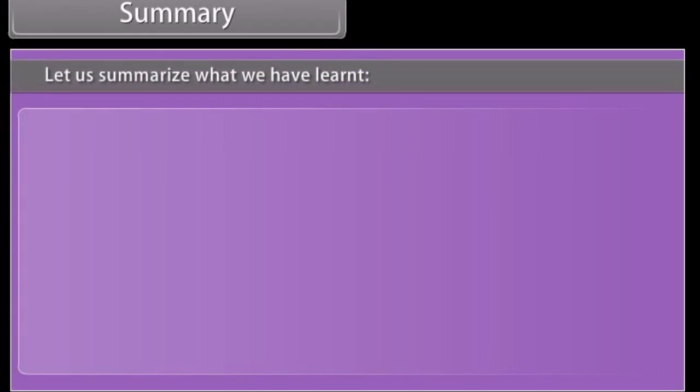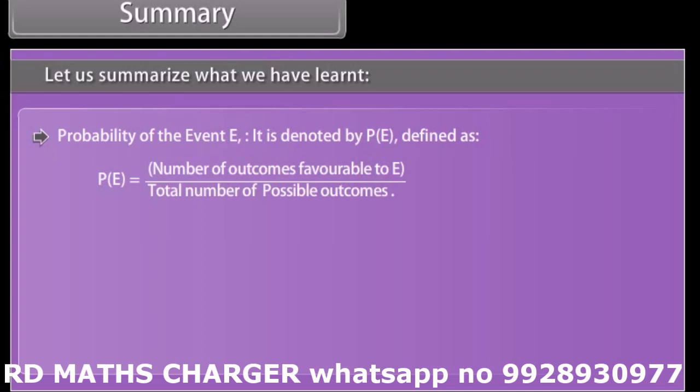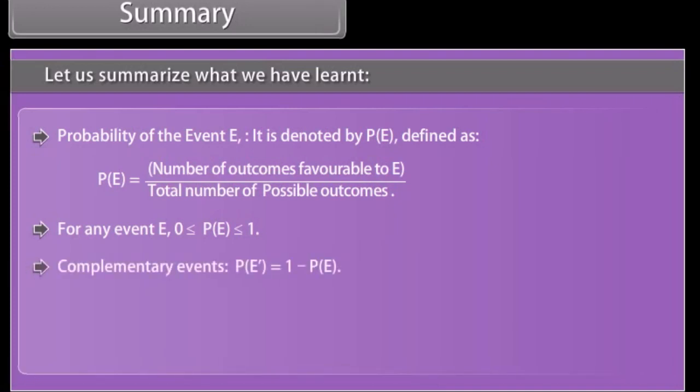Summary. Let us summarize what we have learned. Probability of the event E, denoted by P(E), is defined as P(E) equals number of outcomes favorable to E by total number of possible outcomes. For any event E, 0 is less than or equal to P(E), which is less than or equal to 1. Complementary events: P(not E) is equal to 1 minus P(E).